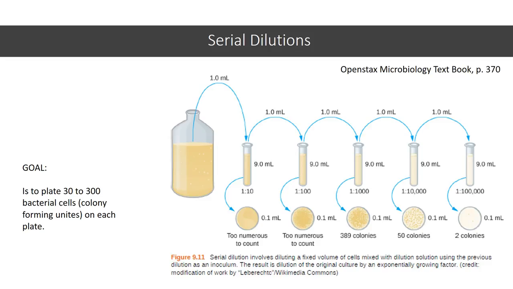So in this case, serial dilution is the first step to help ensure that we put anywhere between 30 to 300 colonies on an agar plate. Sometimes we call bacterial cells colony forming units, for the simple fact that a bacterial cell forms a colony. Sometimes we will call them CFUs. CFU is an acronym for colony forming units.